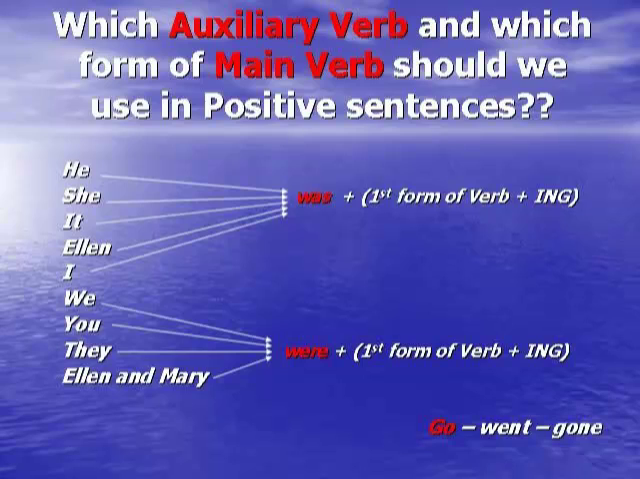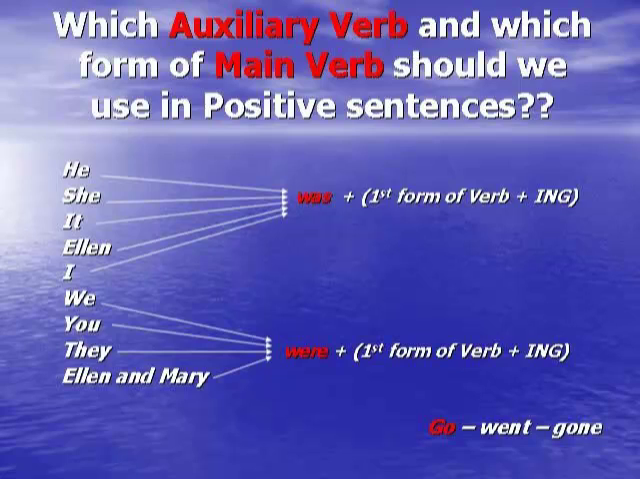If you take a verb just like go, went, gone, then we'll use the first form of the verb go, and the sentence will become he was going. Go plus ing will become going. He was going. She was going. It was going, Alan was going, I was going.